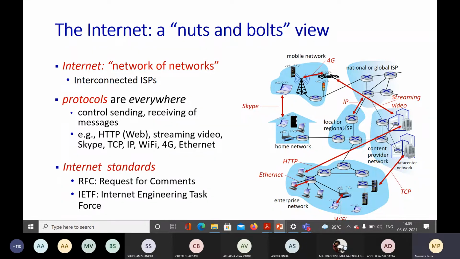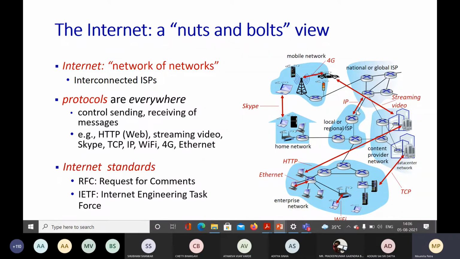Then comes the enterprise network. Here the different standards, protocols, and technologies have been mentioned. 4G is one, Skype is one kind of application, and HTTP is a protocol used while communicating from a client to a server system. Ethernet is a protocol, Wi-Fi is a standard. And of course we had talked about TCP, which is also a protocol that we use when we are trying to communicate. Then IP is another protocol, as you can see here in the core network.